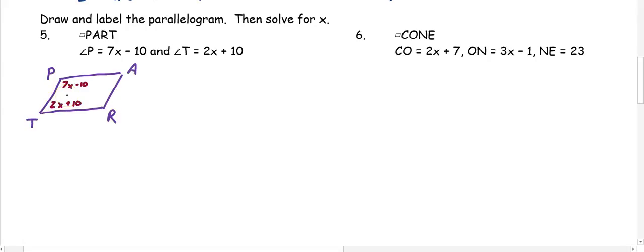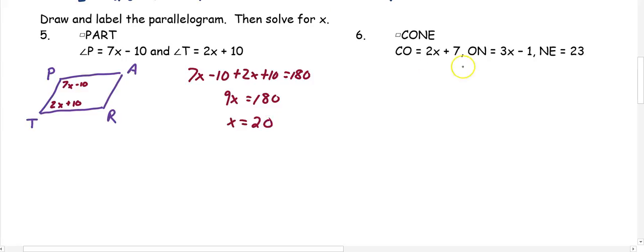So these angles are next to each other, which means that they are consecutive angles. And remember that consecutive angles are supplementary. So to solve for x, we need to add them together and set it equal to 180. So we have 7x minus 10 plus 2x plus 10 equals 180. When I combine like terms, I get 9x equals 180. I divide, I get x is 20.